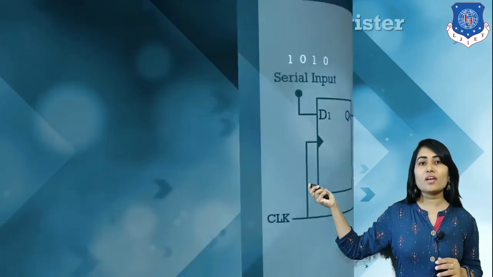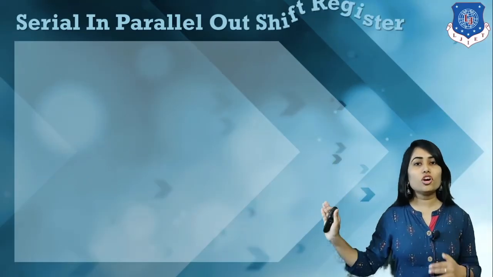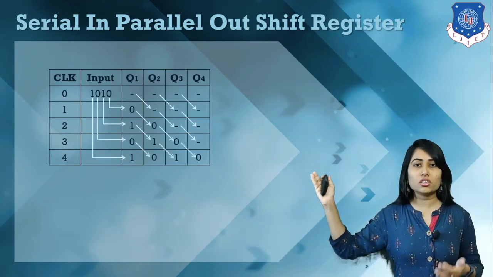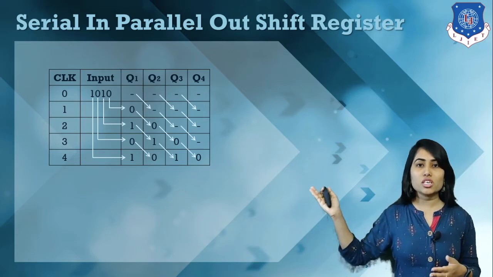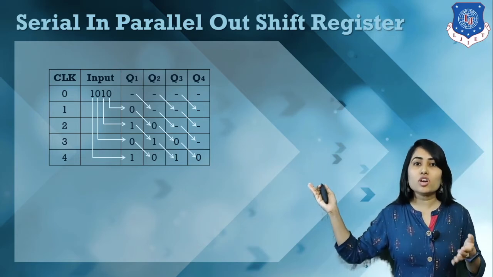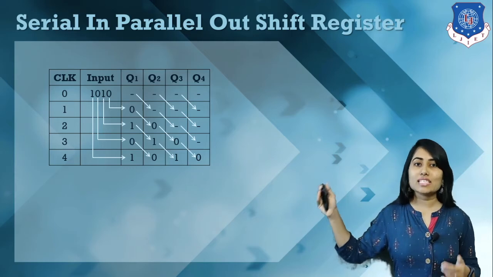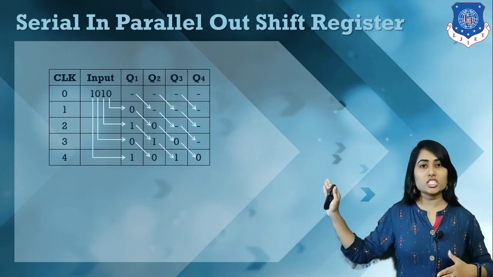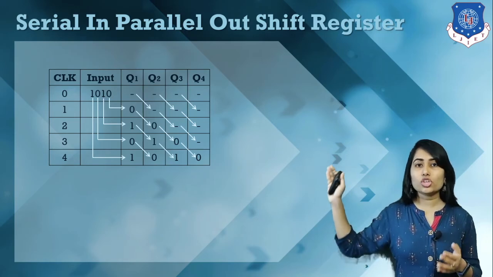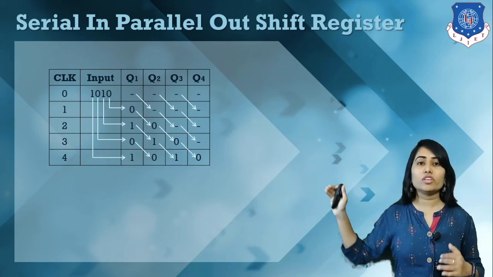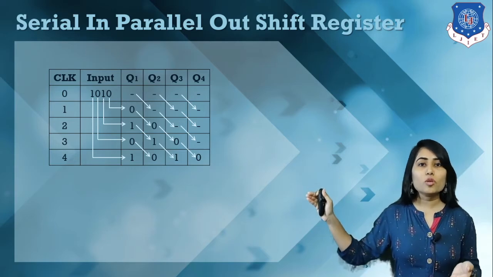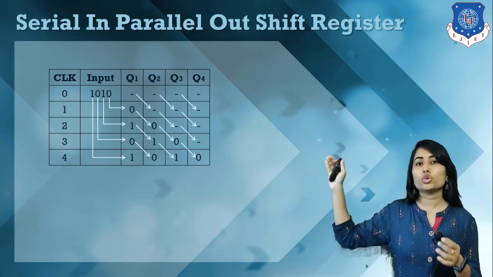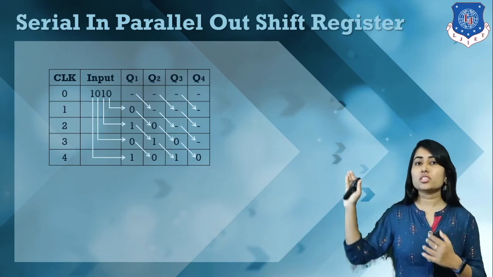Here we have the basic table for the serial in parallel out shift register. Initially our data is here, then the LSB is entered into Q1 when the first clock pulse is applied. For the second clock pulse the next bit is applied and the data of the first flip-flop is transferred over here. So at Q2 we have a 0 and at Q1 we have a 1. Then after the third clock pulse the next bit is applied, so we have Q1 equals 0, Q2 equals 1 and Q3 equals 0.